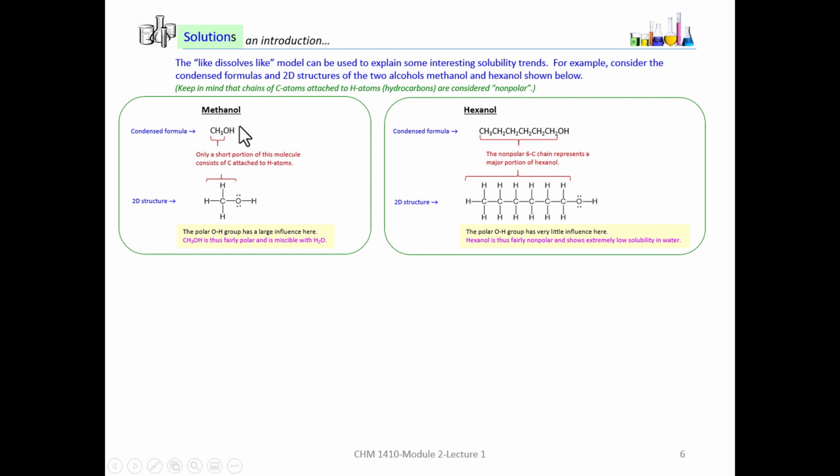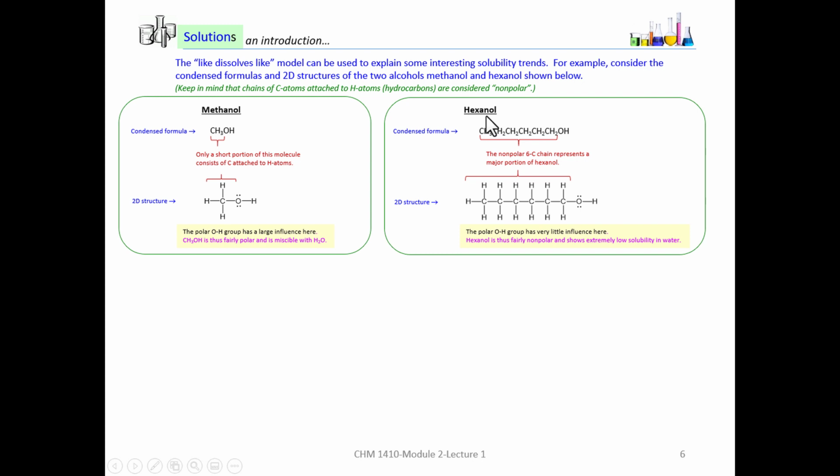And then there's the OH group called the hydroxyl group, and that's fairly polar. So in methanol, the polar OH group has a large influence. And so we say methanol is fairly polar because the influence of this nonpolar end of the molecule, carbon, hydrogen, is just not very large. The hydroxyl group rules the day. I shouldn't say hydroxide; hydroxide is different than a hydroxyl group.